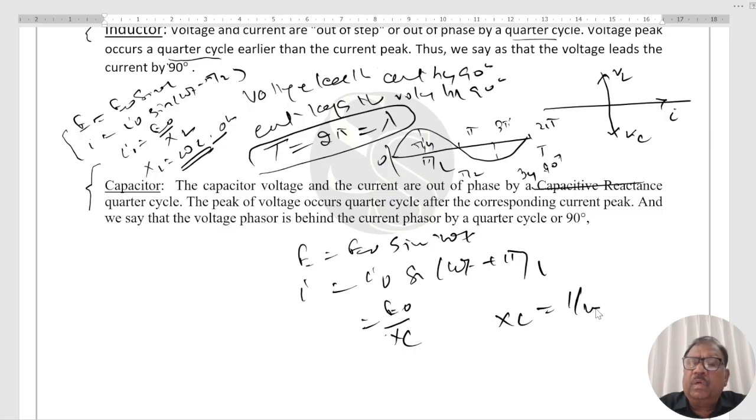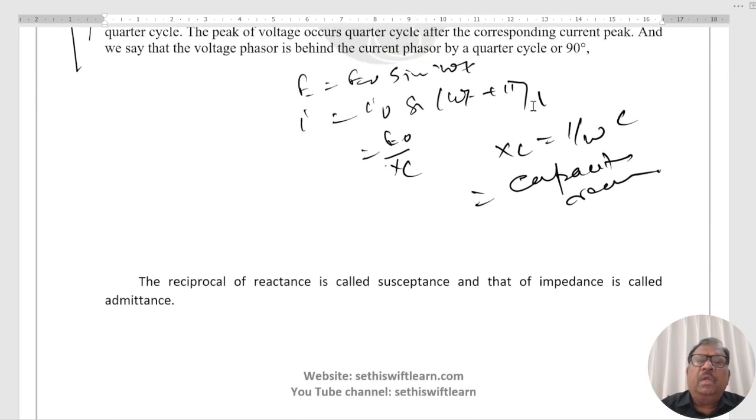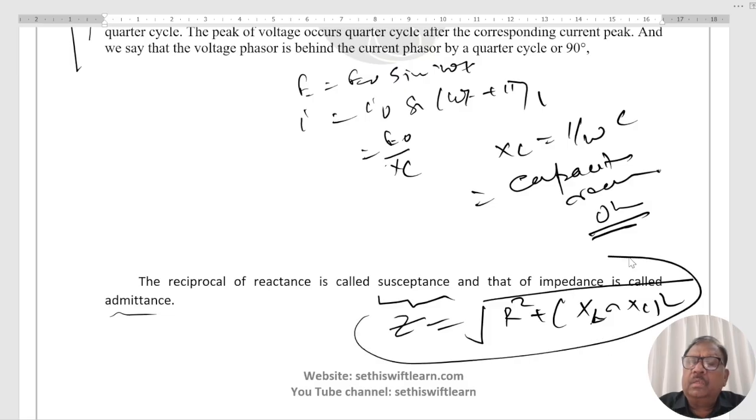XC is equal to 1 over omega C. That is known as capacitive reactance. Detailed derivation is going to be discussed in the further video, right? Its unit is ohm. The reciprocal of reactance is called susceptance and that of impedance is called admittance. Impedance term is used when square root of R squared plus X L minus X C whole square. That is the impedance. This will discuss in the next video, right?